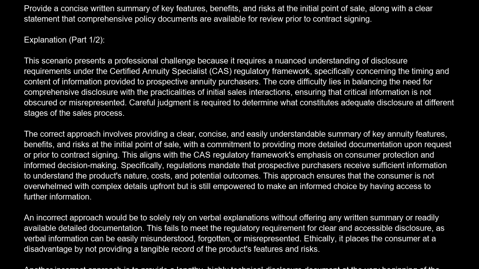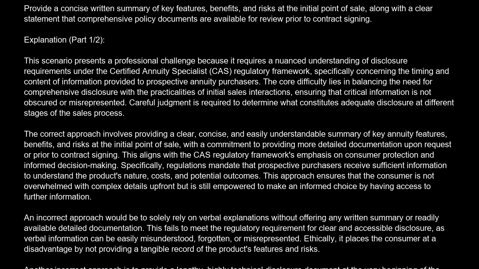Explanation. This scenario presents a professional challenge because it requires a nuanced understanding of disclosure requirements under the Certified Annuity Specialist (CAS) regulatory framework, specifically concerning the timing and content of information provided to prospective annuity purchasers. The core difficulty lies in balancing the need for comprehensive disclosure with the practicalities of initial sales interactions, ensuring that critical information is not obscured or misrepresented. Careful judgment is required to determine what constitutes adequate disclosure at different stages of the sales process.